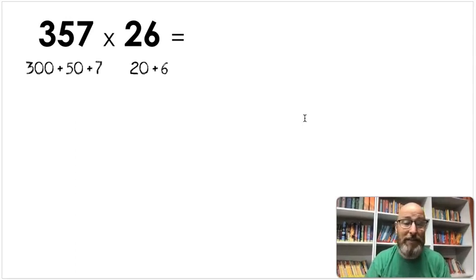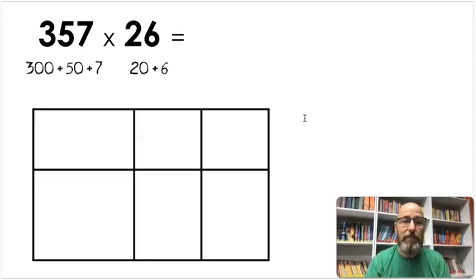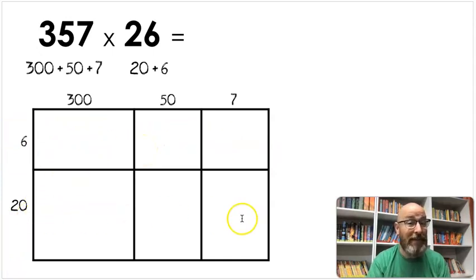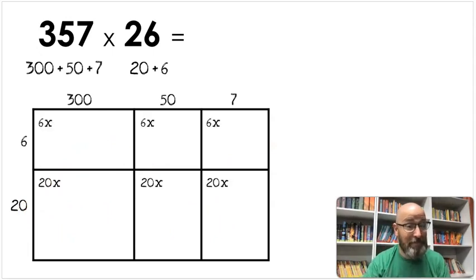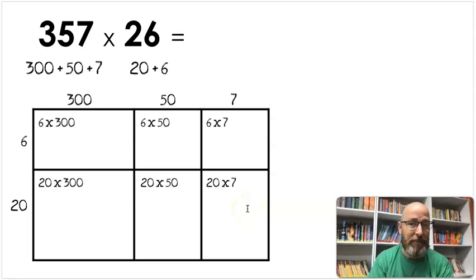Again, you have the expanded notation. What do we do next? We build our area model. And we label our sides. 300 plus 50 plus 7, and 20 plus 6. Everything in this row gets multiplied by 6, and everything in this row gets multiplied by 20. Hopefully you got that right. And of course, everything here gets multiplied by 300 in this column, 50 in this column, and 7 in this column. That's right. Again, I tell my class all the time, the structure is important. If you can get this part set up correctly, the rest of it gets a little bit easier.